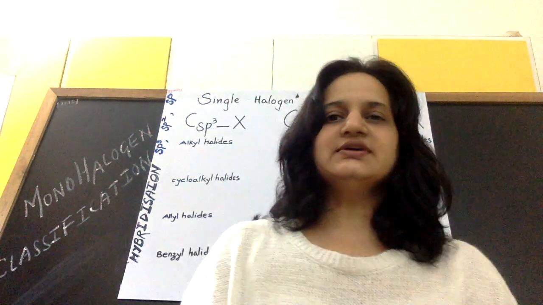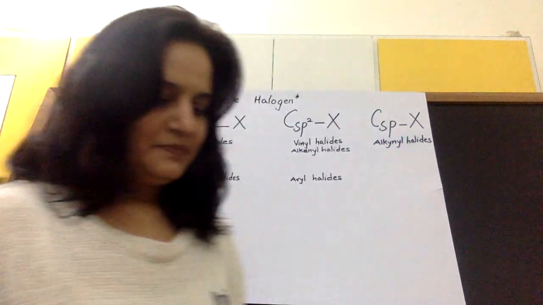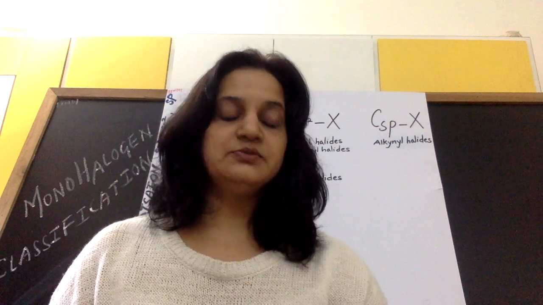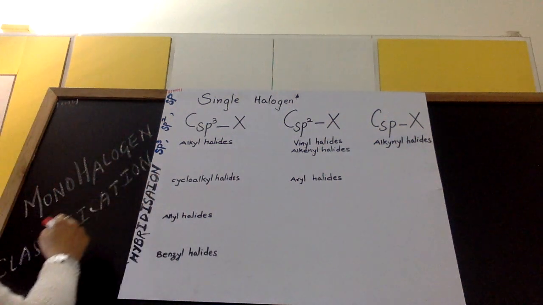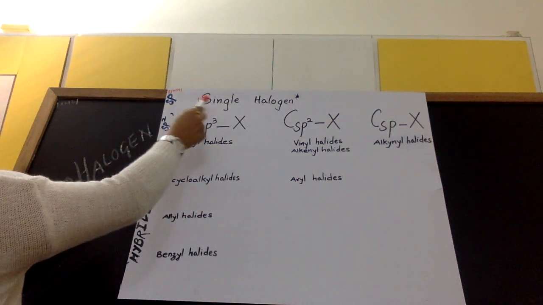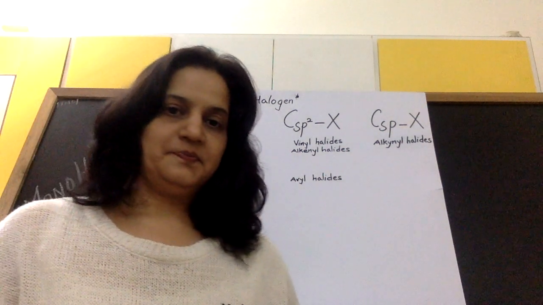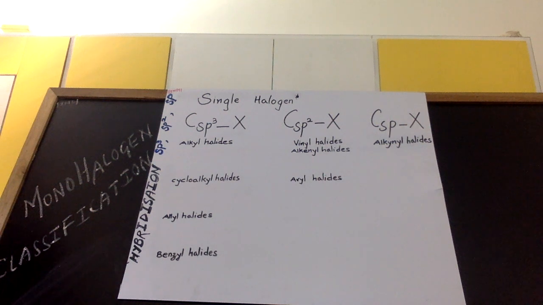Now I'm moving to lecture 4, where I am further classifying. Classification is the most important thing, that's why I'm giving so much time to it. Now we are further classifying monohalogen derivatives on the basis of the carbon's hybridization.